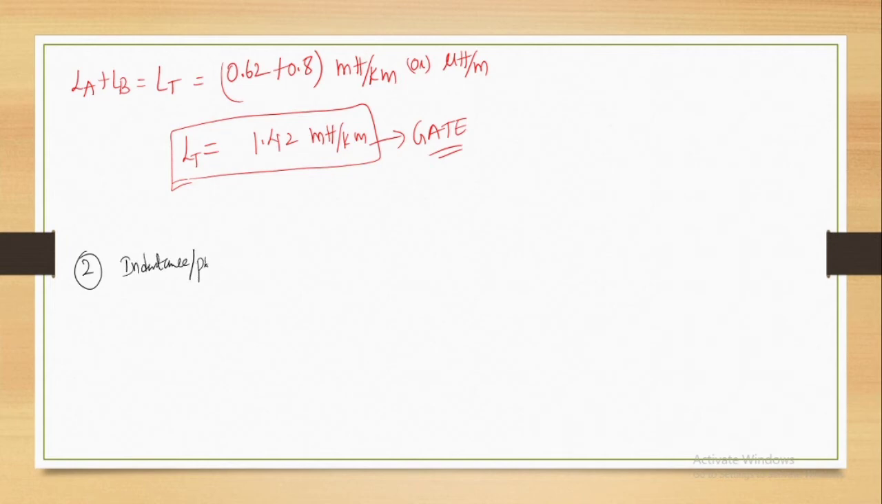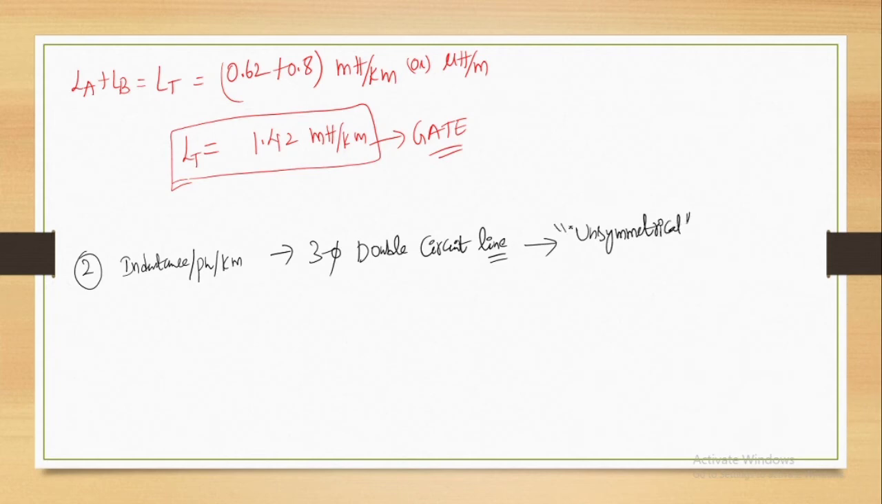per phase per kilometer, means we need to express the inductance in henries per kilometer, right, for a three-phase double circuit line. Okay, so this is the problem of a three-phase double circuit line, right? And it is a transposed double circuit line. When the line is arranged in an unsymmetrical fashion, we make the transposition, right? So the line is now an unsymmetrical line.